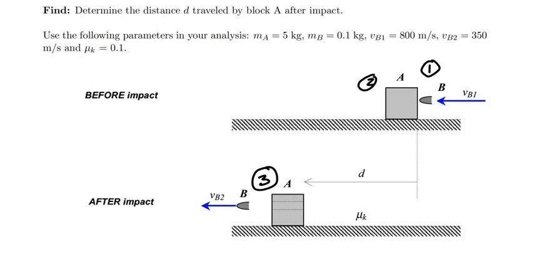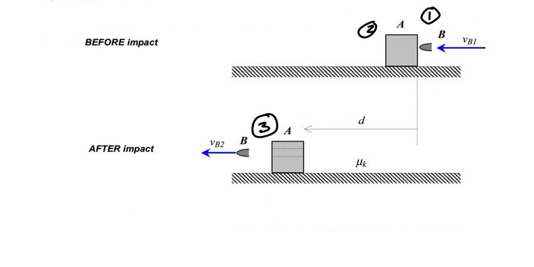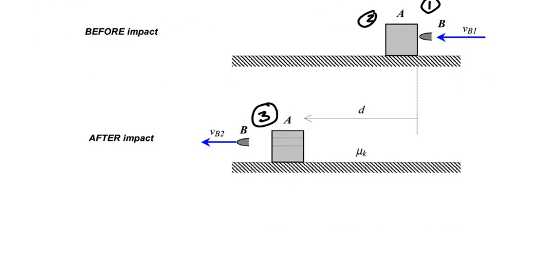I'm going to assume that the bullet traverses through the block in a very small amount of time in comparison to the time it takes for the block to move a distance d. The reason for that is I don't want to have a lot of extraneous forces acting on the system while the impact is taking place, and so that's a very important assumption.